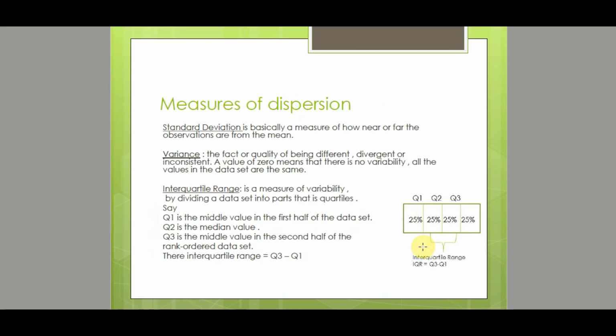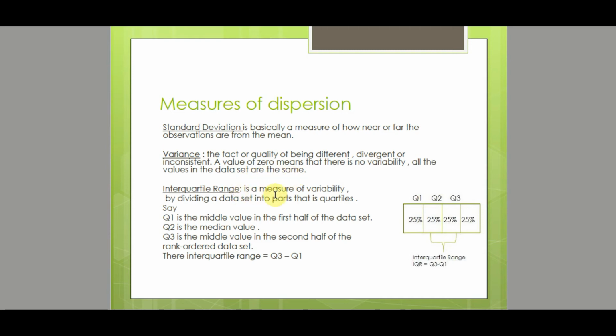Now, measures of dispersion are categorized as standard deviation, which is basically a measure of how near or far the observations are from the mean. Then variance, the fact or quality of being different, divergent, or inconsistent. A value of 0 means that there is no variability, all the values in the dataset are the same.